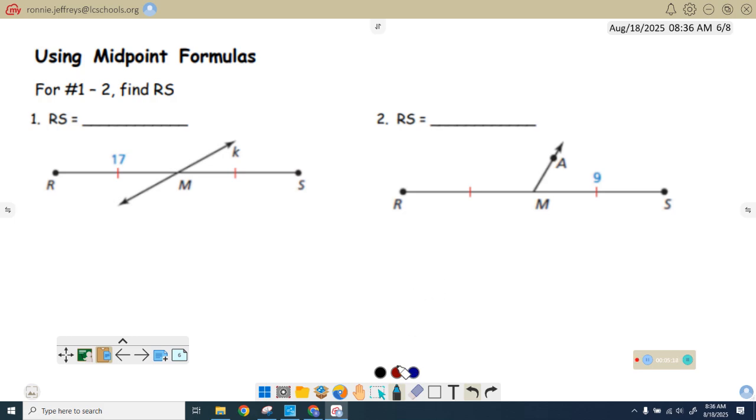All right. So, it says find RS. All right, well, from here to here is 17. Remember, these little hash marks mean that these are congruent, that these are the same length. That means this is 17. So you can say 17 plus 17 or 17 times 2. It's the same thing. And what is 17 plus 17 or 17 times 2? 34.